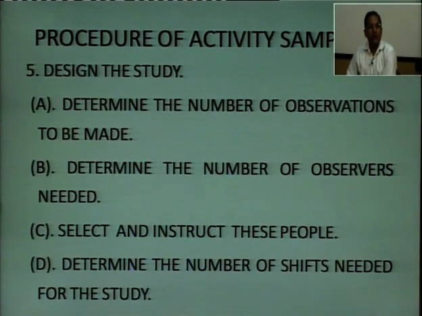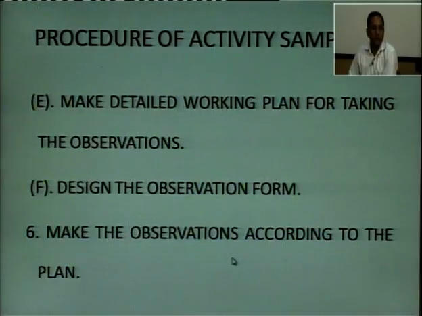Number 5, design the study. Part A, determine the number of observations to be made. Part B, determine the number of observers needed. Part C, select and instruct these people. Part D, determine the number of shifts needed for the study.